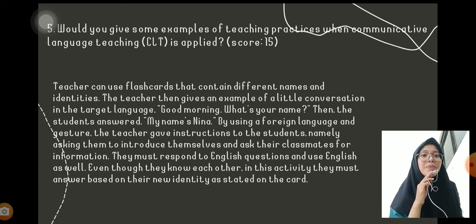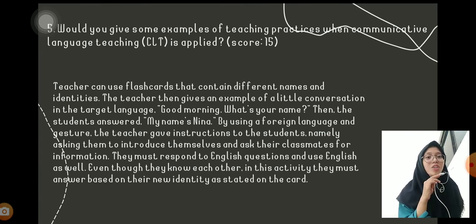The teacher gives an example of a little conversation in the target language, like "Good morning, what is your name?" Then the student answers, "My name is Nina" or "My name is Vina," by using a foreign language and gesture also. The teacher gave instruction to the students, namely asking them to introduce themselves and ask their classmates for information.